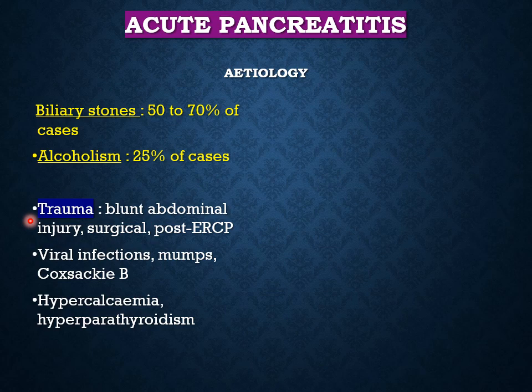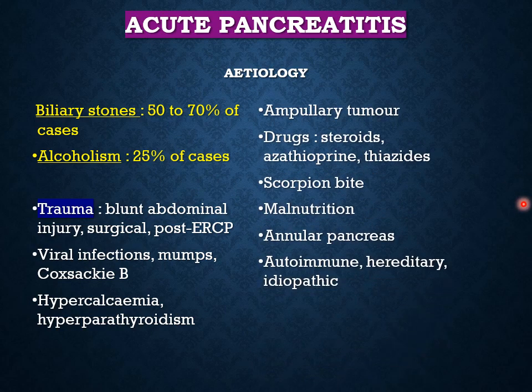The other causes include trauma, which can be blunt abdominal trauma, or surgical trauma due to post-cholecystectomies or post-ERCP procedures. Viral infections are important causes, especially in children. Mumps is a very important cause of inflammation of the pancreas leading to acute pancreatitis. So is Coxsackie B virus. Hypercalcemia and hyperparathyroidism are other important causes of acute pancreatitis.